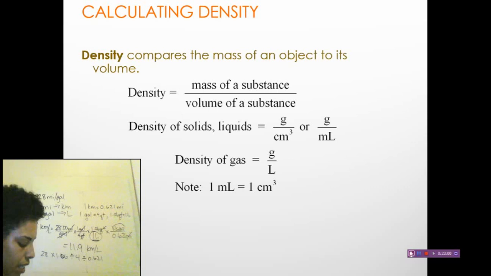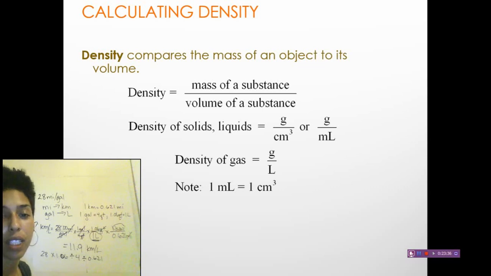Density is the last topic in this chapter, and because density is equal to mass over volume, we can utilize this mass over volume fraction to do different calculations. If you're given the density and the mass, you can calculate the volume. If you're given the volume and the mass, you can calculate the density. If you're given the density and the volume, you can calculate the mass. Well, you got the idea.